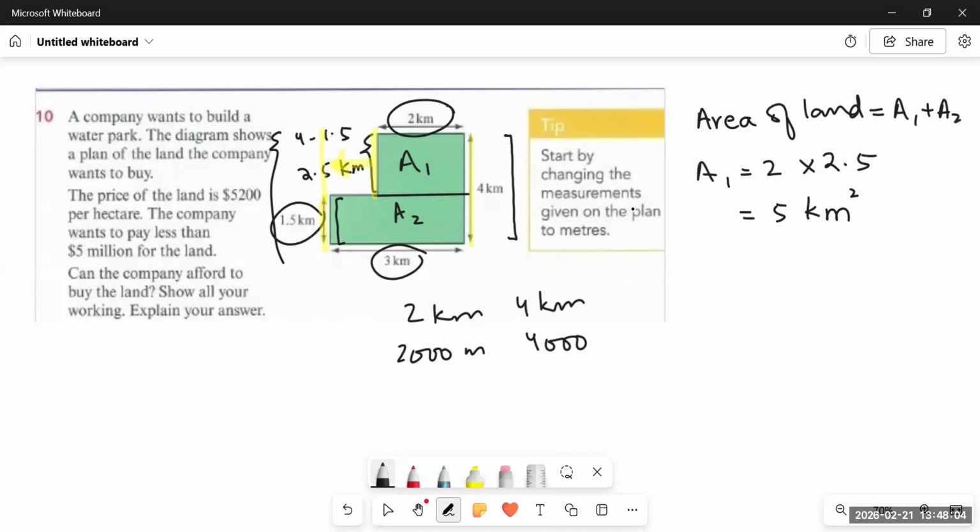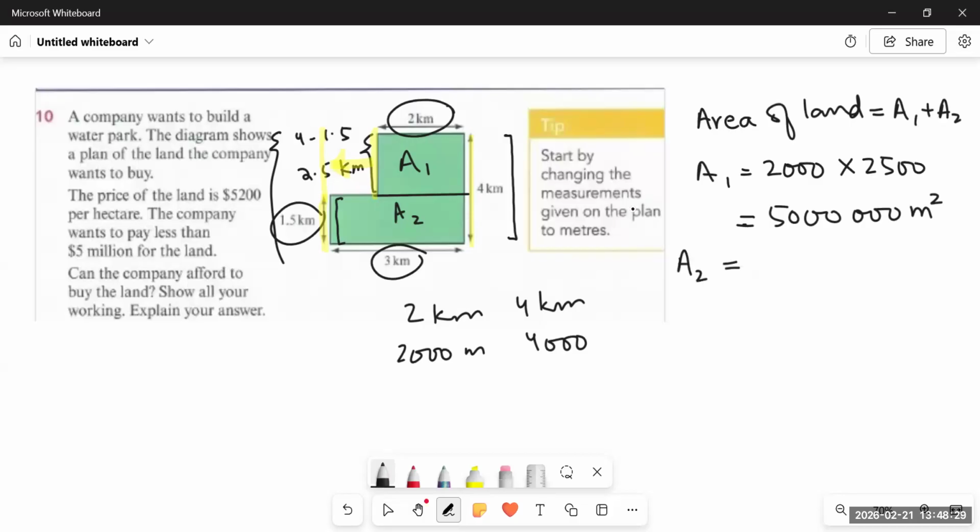So when we will multiply 2,000 with 2,500, what would it become? It would become 5,000,000. That is 5 million meter square. And the same thing will happen with A2.